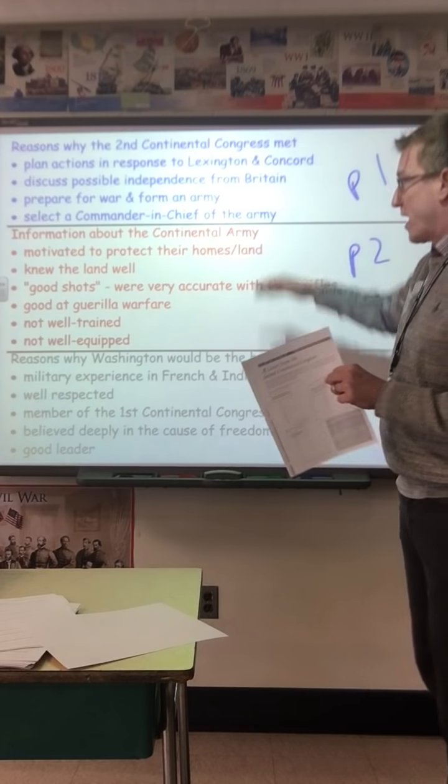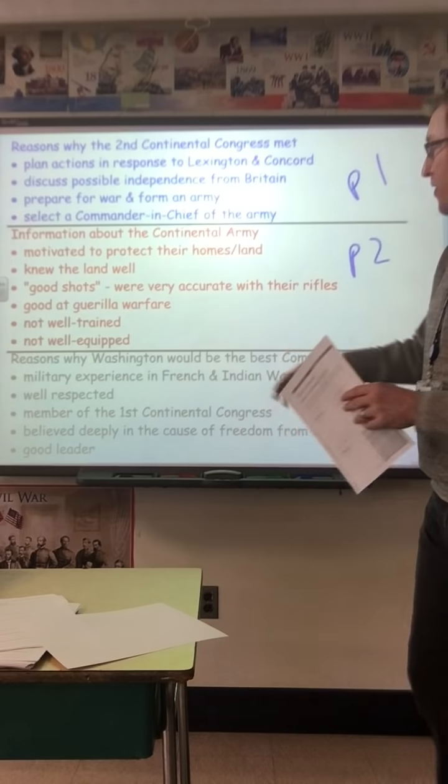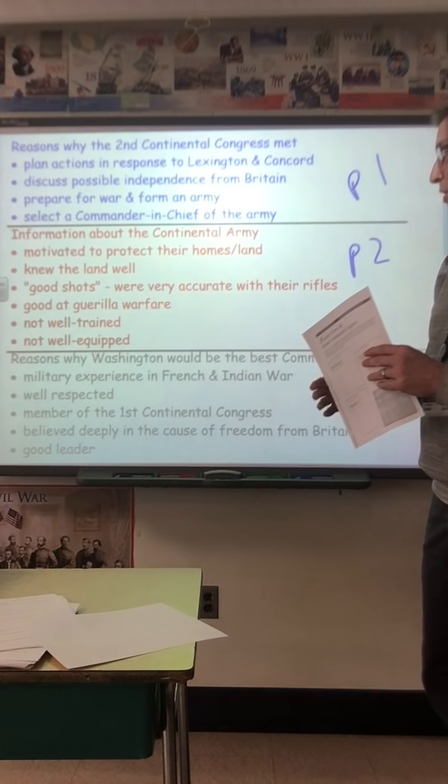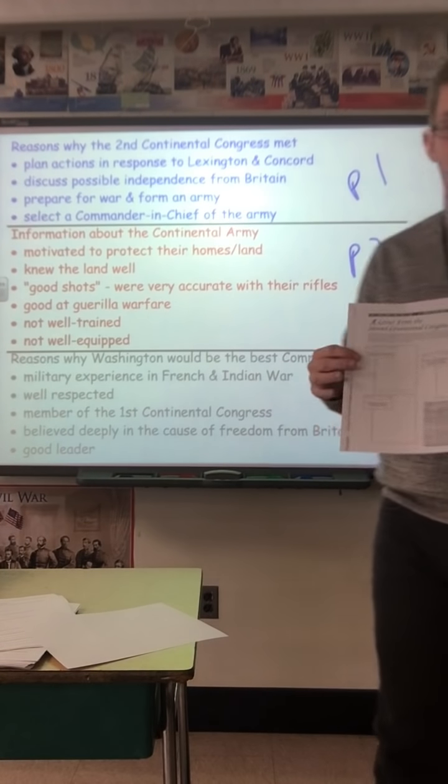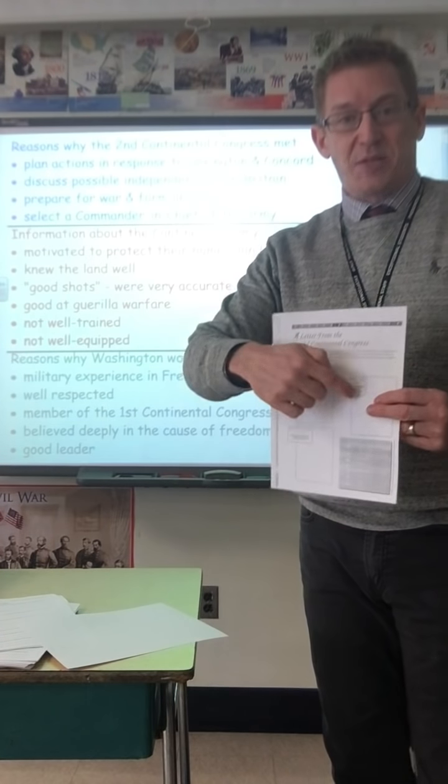The information in red, information about the Continental Army, is going to go right down here on the bottom box. And then in gray or black print, where it says reasons why Washington would be the best commander-in-chief, you're going to jot that down up here in this box right here.